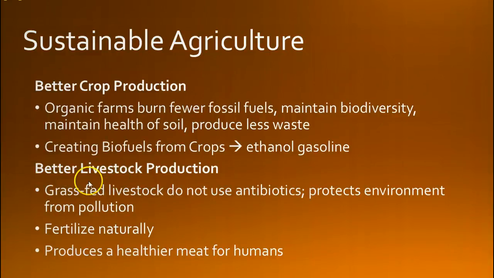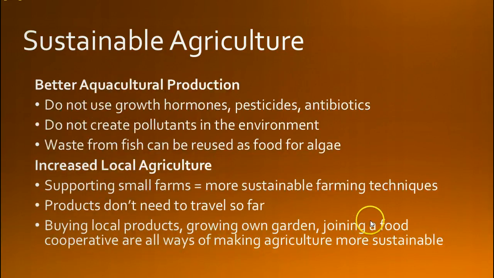We can also have better livestock production. Grass-fed livestock do not use antibiotics, and it protects the environment from pollution. It fertilizes naturally and produces a healthier meat for humans. So these are both great ways to make agriculture more sustainable. You'll notice that they're both leaning more towards the organic movement rather than the non-organic, which includes a lot of hormones, pesticides, and all that.